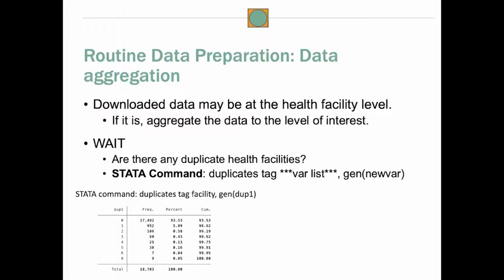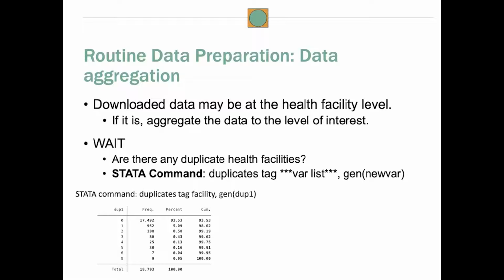We run the duplicates tag command on the facility, which gives us the variable for the list of facilities in our data set. In this case, we included only facility in the variable list, and this indicates that we have several duplicates.